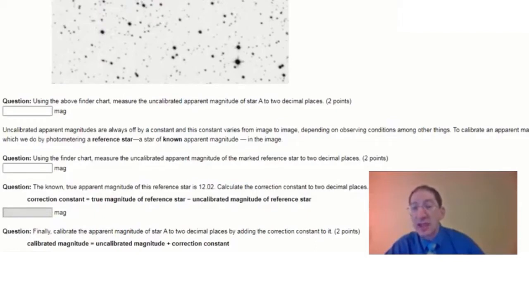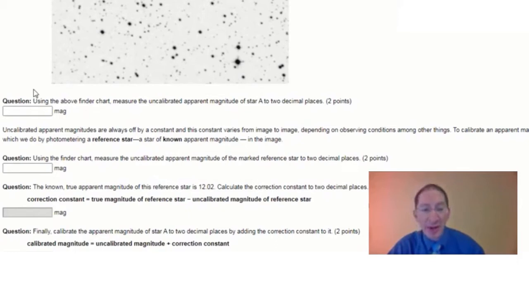Go ahead and measure the uncalibrated apparent magnitude of the reference star, same as you did for star A, and put that here. Now, since this is a reference star, we know what apparent magnitude it should be. It's 12.02. So you can then calculate a correction constant. The correction constant is the true magnitude of your reference star, in this case 12.02, minus the uncalibrated apparent magnitude that you just measured. Once you have that correction constant, you can use it to correct any uncalibrated apparent magnitude in the field. So let's use it to correct that of star A.